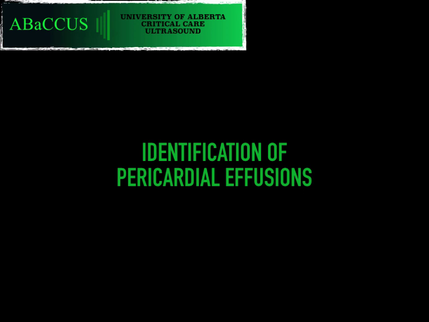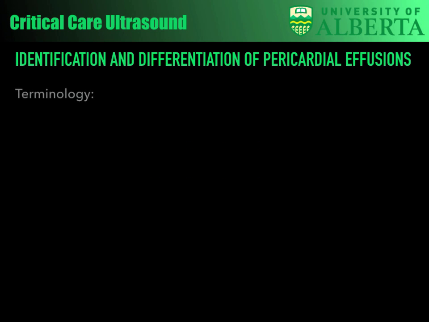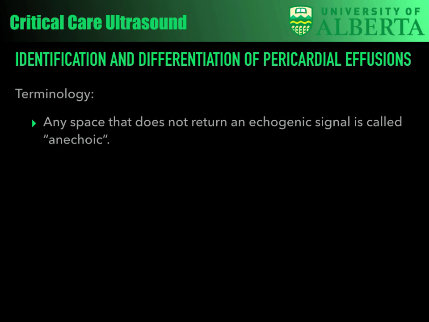Now on to identification of pericardial effusions. So terminology: any space that does not return an echogenic signal is called anechoic. That just means that there's nothing else to really reflect echoes there. Ultrasound travels extremely well through fluid, especially when there are no densities, whether it's blood or pus, to reflect any signal. It goes right through, and that's why we don't see a returning signal. That's called anechoic, because there is no echo.